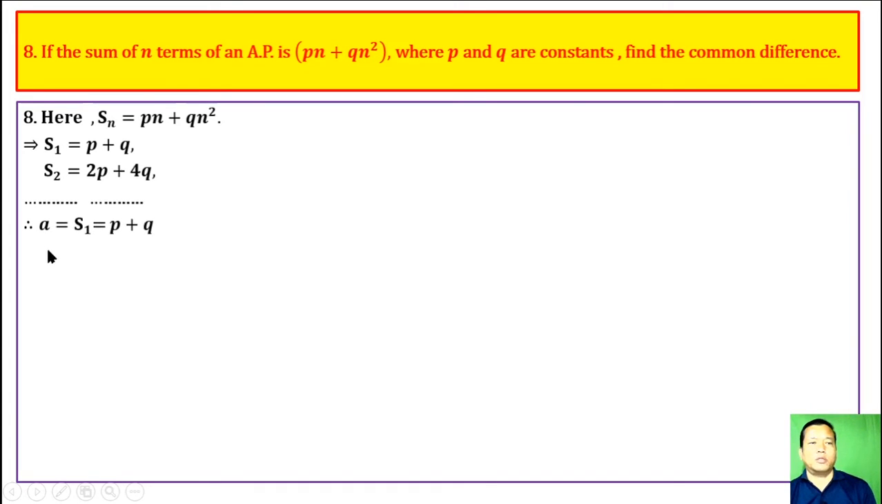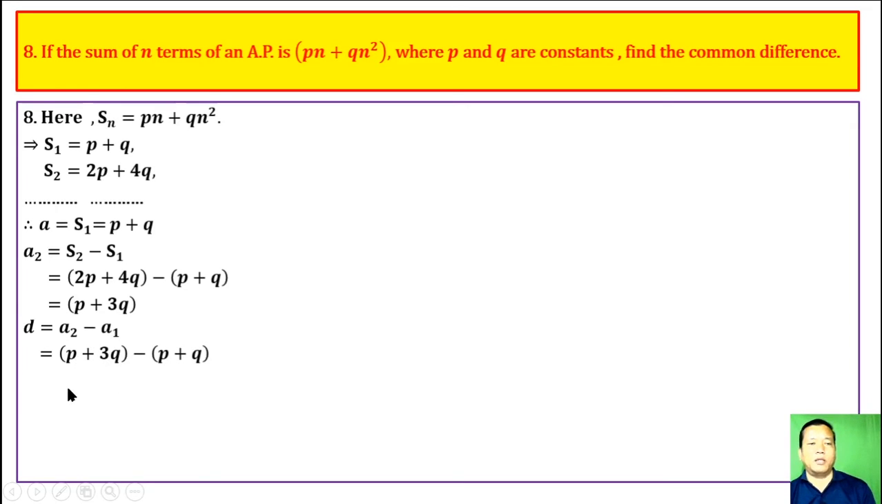So on. Therefore, a1 is S1, whose value is P plus Q, and a2 is S2 minus a1, whose values are (2P plus 4Q) minus (P plus Q). We get P plus 3Q, which is the second term. Therefore, the common difference d is given by a2 minus a1, the second term minus the first one, and solving, we get 2Q, which is the required common difference.